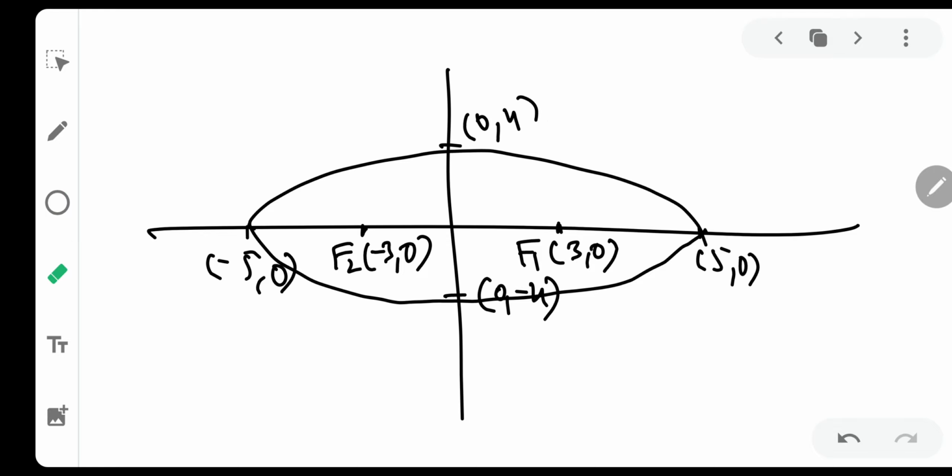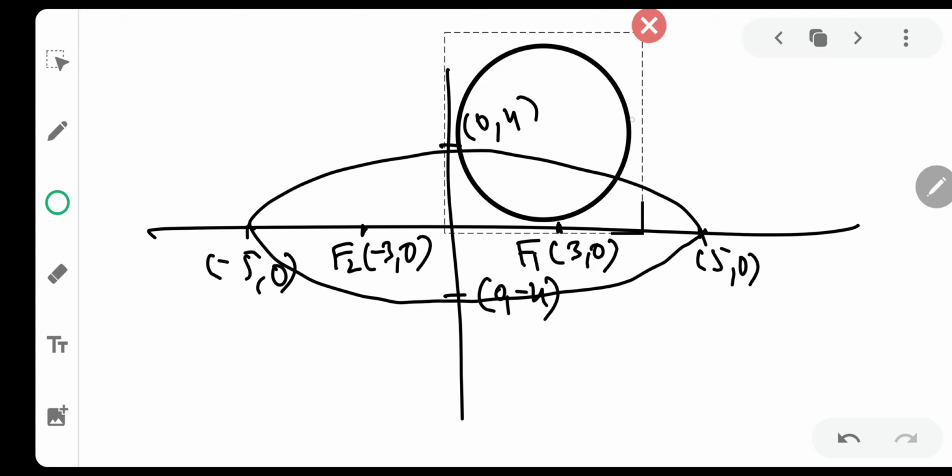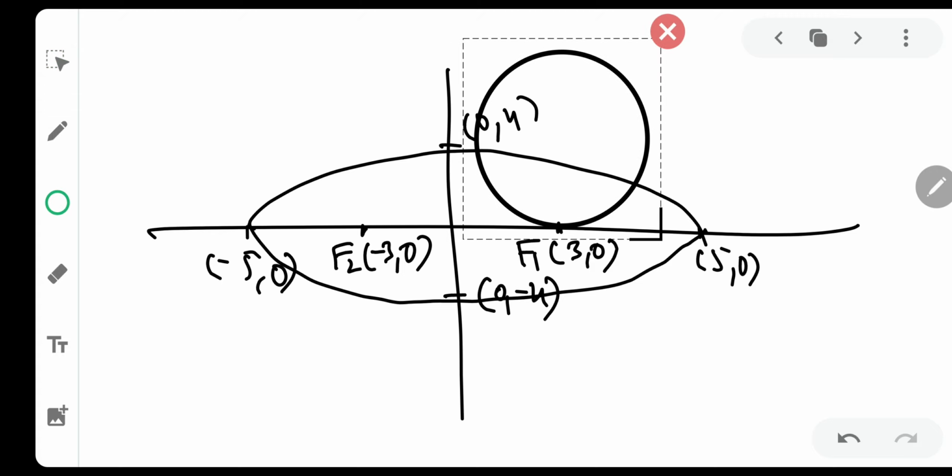This circle is touching the positive focus. Let me show you. As you can see, there are 2 points: one is point P and one is point Q.